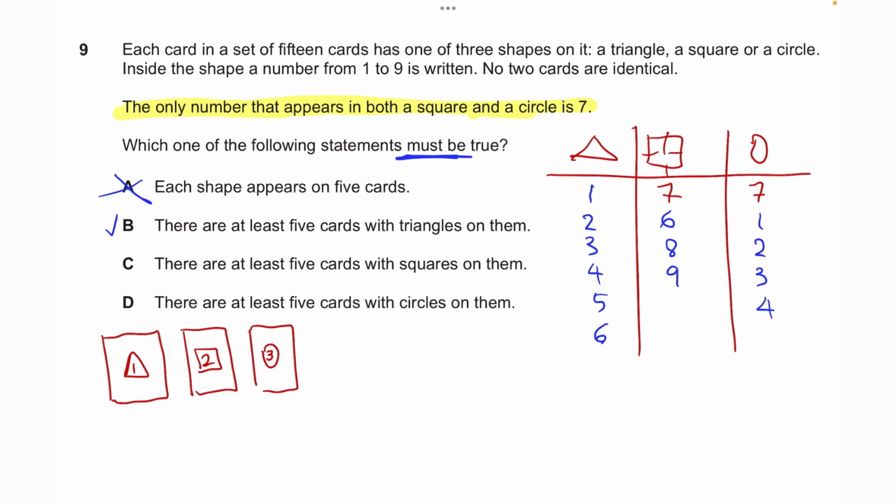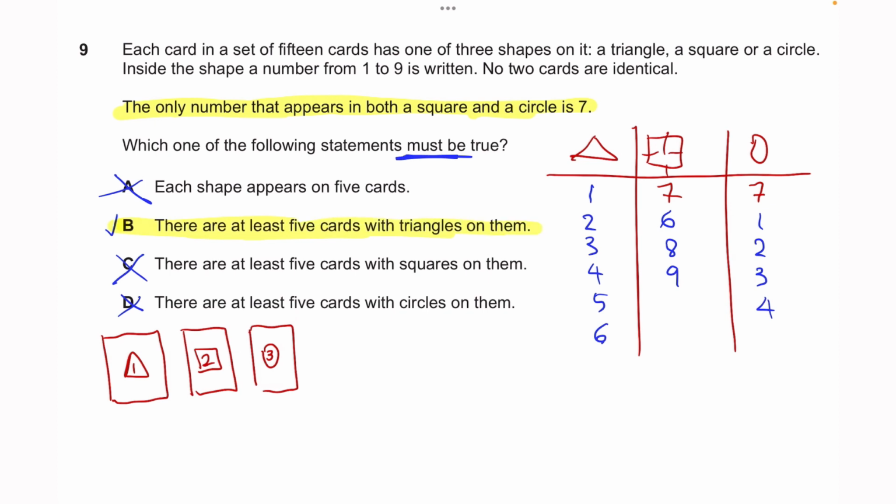C. There are at least 5 cards with squares on them. Well, that could be the case, but in the example we've drawn here, remember there are many possibilities. That's not always going to be true, so it can't be C. Then we've got D. There are at least 5 cards with circles on them. Well, that can be true, but it's not always true. So remember, C and D can be possible, but A is not possible. And so our answer, where it's true all the time, every single time, and must be true, is B. There are at least 5 cards with triangles on them.